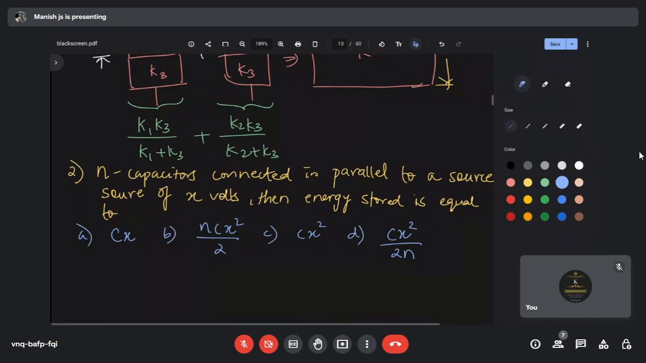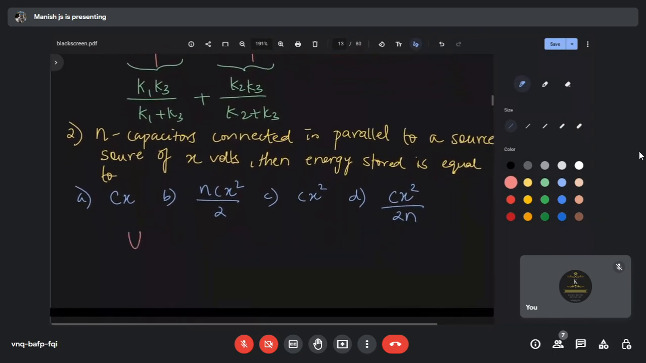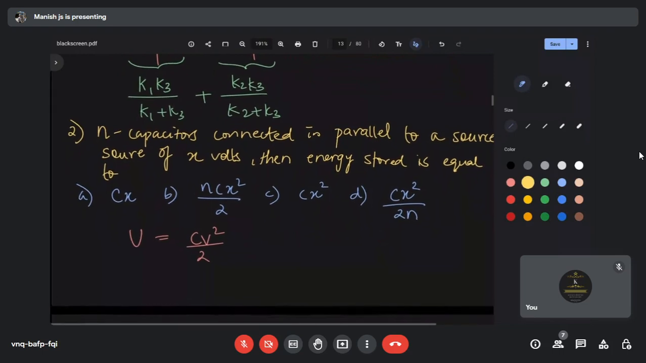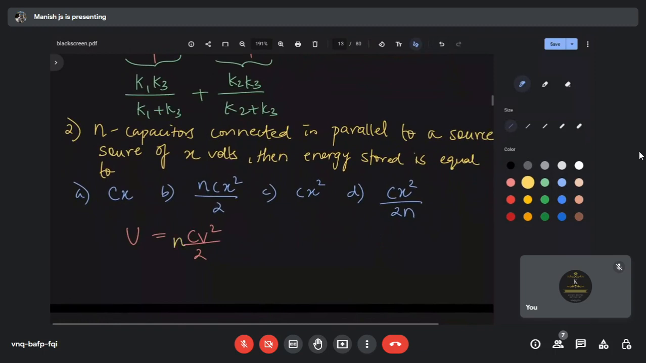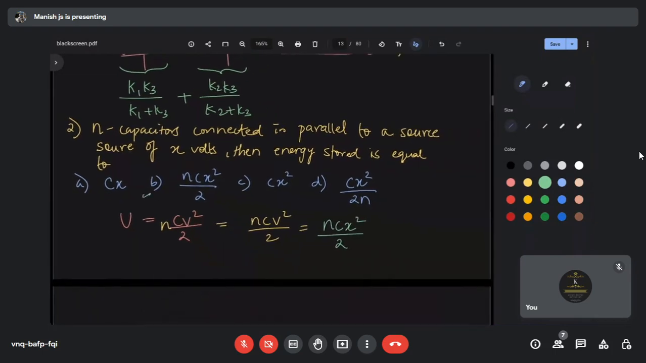Option B, sir. Option B. Okay. X square divided by 2. Yes. So what is the formula for energy stored by a capacitor? It is given by U is equal to CV square divided by 2. Yes. So because you have n capacitors and they are in parallel, obviously it is going to be n times. It will be enhanced. So therefore n CV square upon 2. In this place they are replacing V with X. So it becomes n C X squared by 2. So the correct answer is option B.